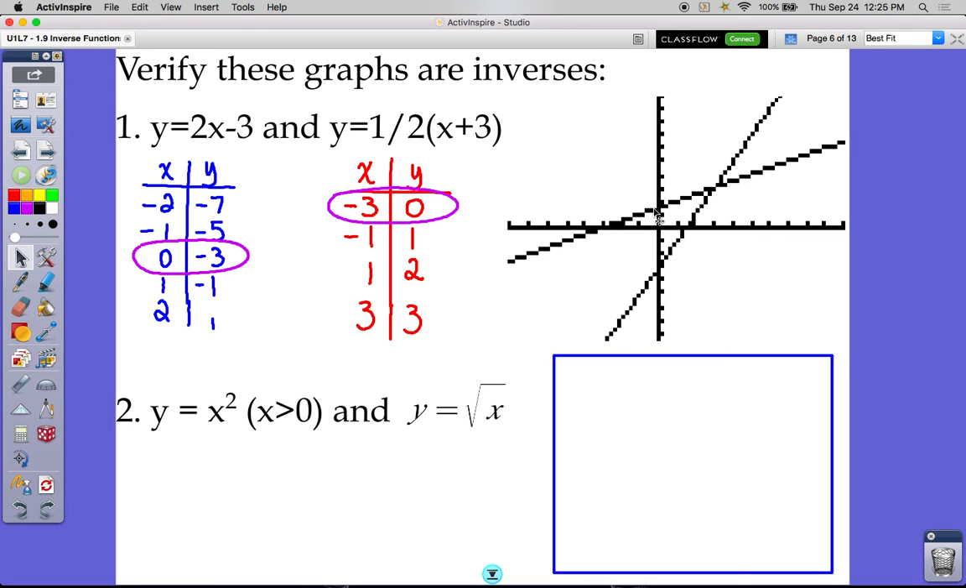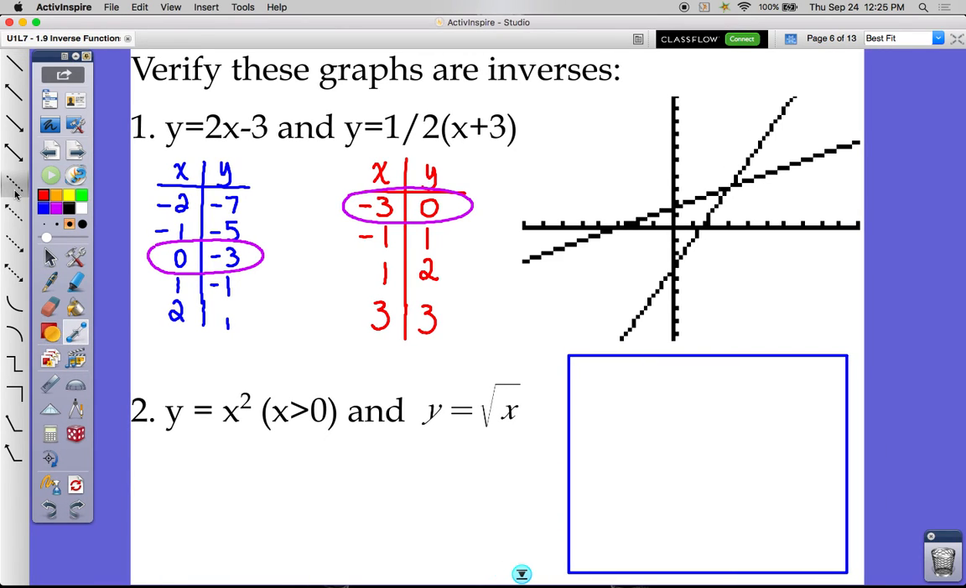And how do I know these are inverses? Well, remember, this would be symmetric with respect to the line y equals x. That is our identity function. How does that look like on a graph? Well, it goes right down the middle of these two graphs. And if you were to graph the line y equals x, you will see that it will split the graph perfectly in half. So let's try to do that.